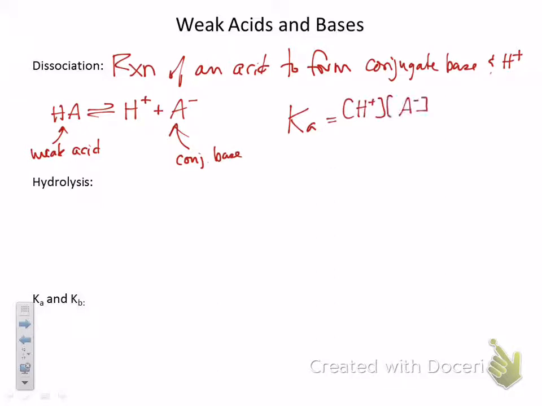HA is a general weak acid, in equilibrium with H plus and A minus, its conjugate base. And we can write an equilibrium expression for this, where Ka is equal to H plus concentration times A minus concentration over HA concentration.